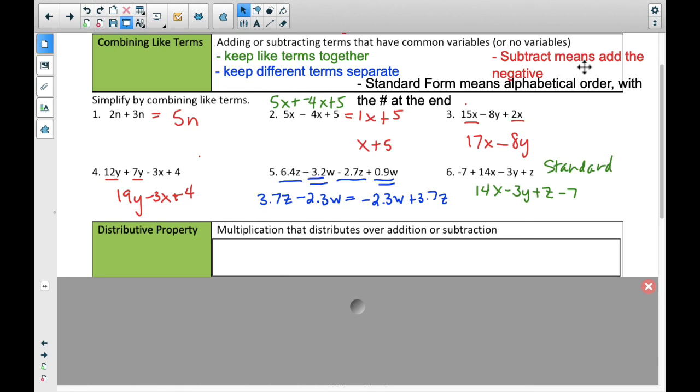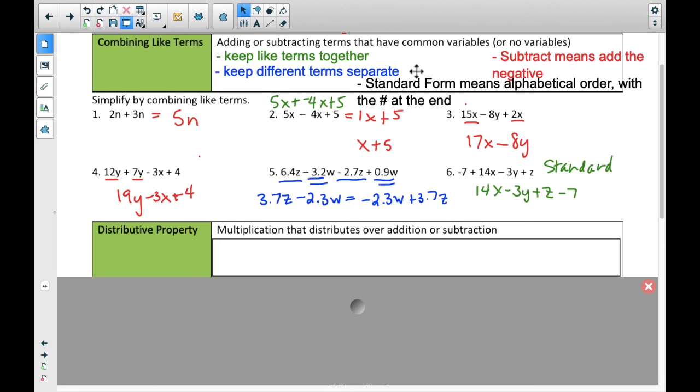And finally, we have 2 more actually. Subtracting means adding the negative. I didn't talk about that too much, but a little bit. Let's go back to number 5. I could write number 5 as 5x minus 4x, or up here in green, I could say 5x plus negative 4x. So if that helps you change your subtractions into plus the negative, you can do that if you want to. That helps some people. And last thing, we did talk about standard form. That means alphabetical order with the number at the end.